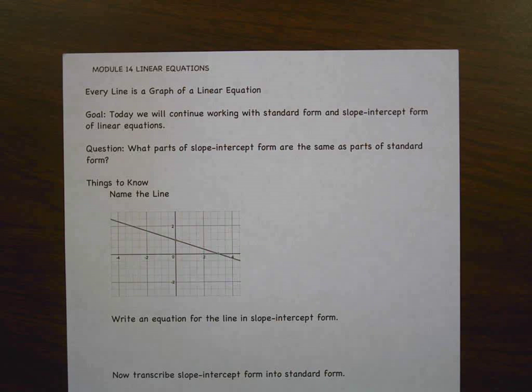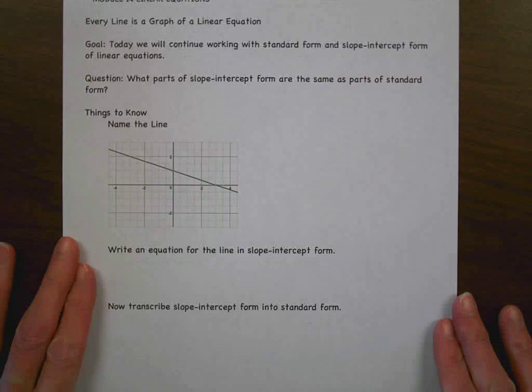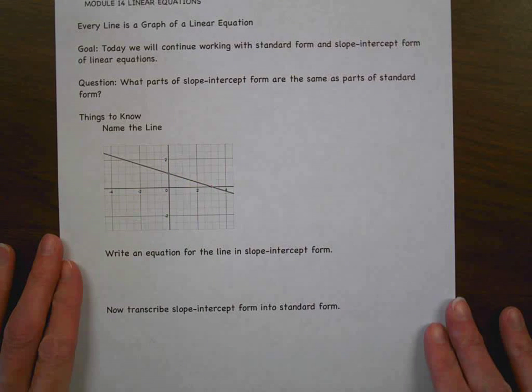All right, so in the things to know section, I have given you a graph, and with this graph, I would like you to determine the linear equation that names the line. It says, write an equation for the line in slope-intercept form. Now transcribe the slope-intercept form into standard form. Those are the two requirements that I'm asking you to do with this graph.